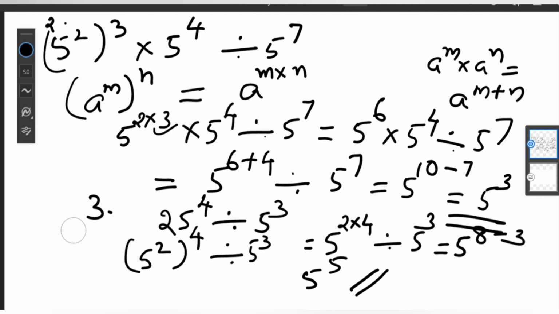Okay, 25 we can write as 5 square, then division we can subtract. 5 square whole raised to 4 is actually 5 raised to 8. Divided by 5 cube means 8 minus 3. It is 5 raised to 5. Then we can do the next problem.